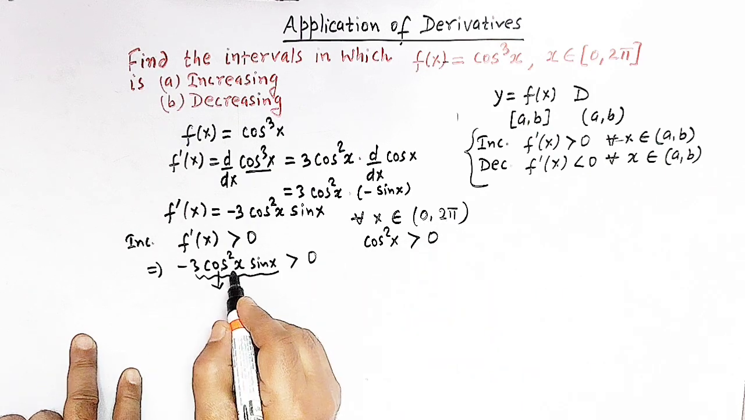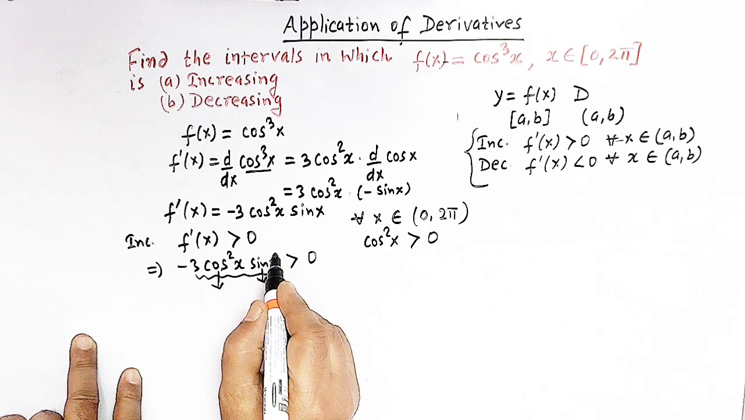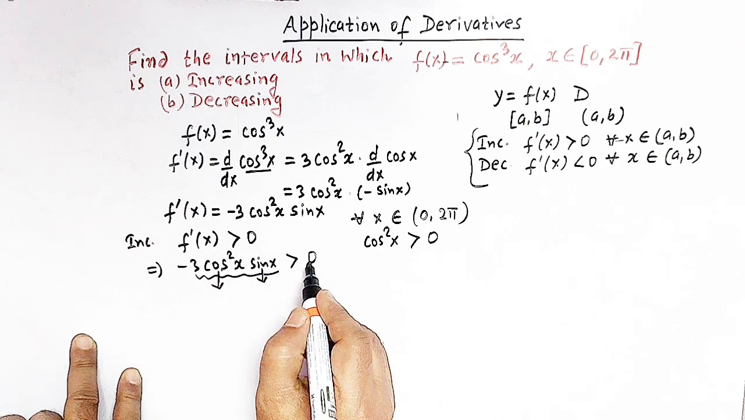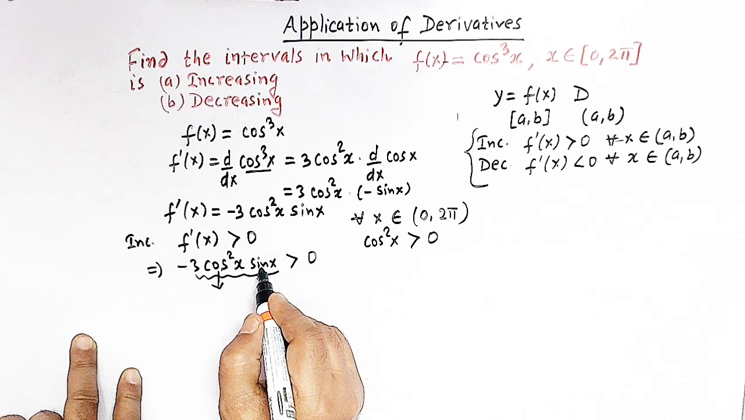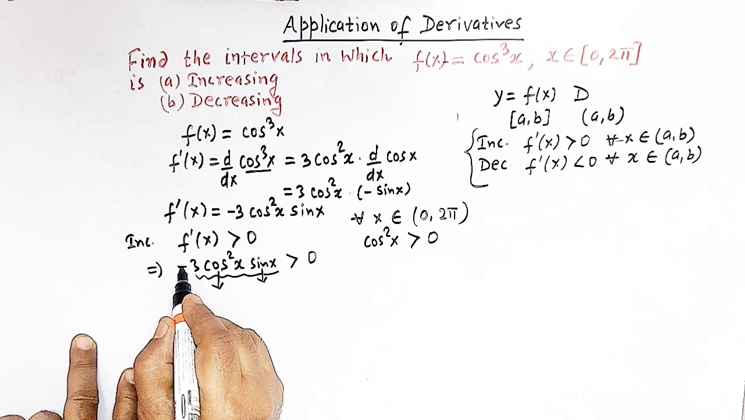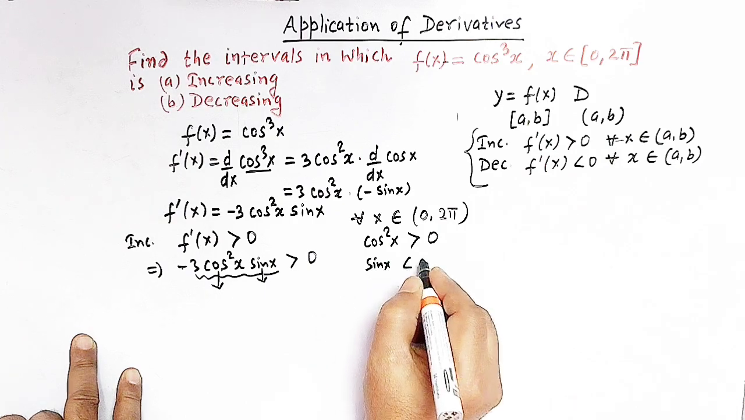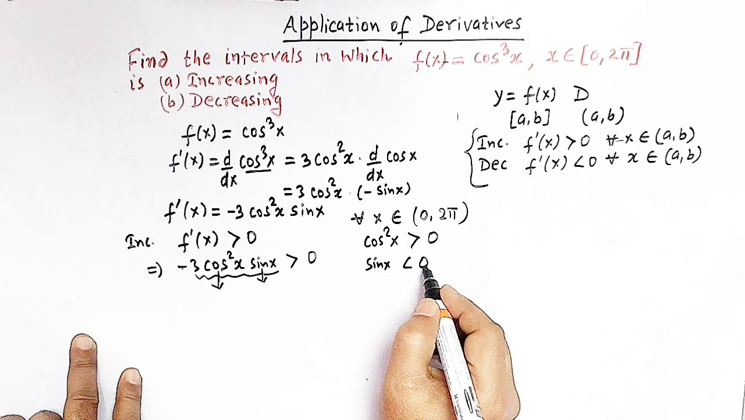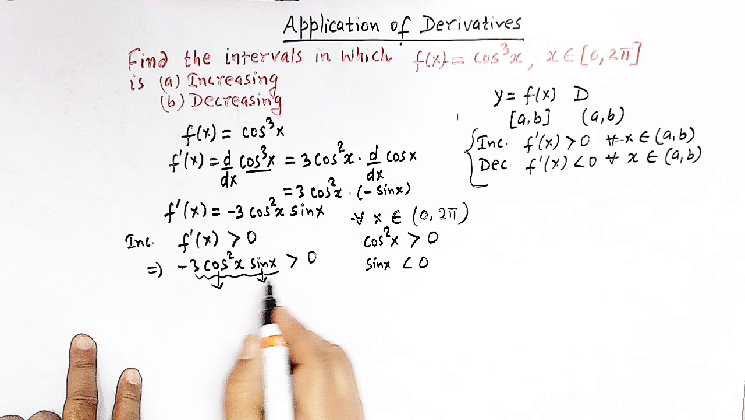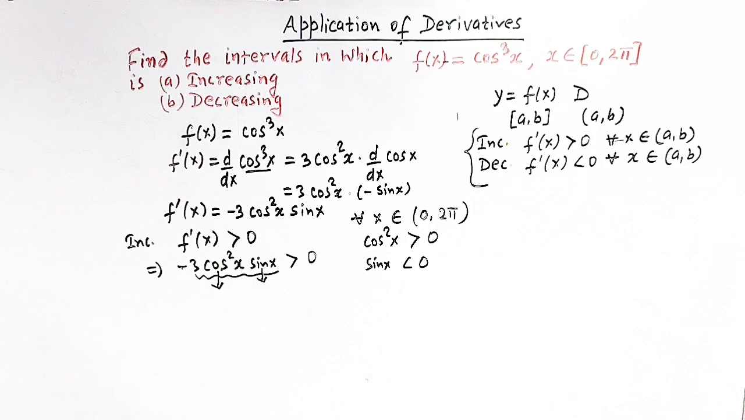So now we have to concentrate on this term only, because for this expression to be greater than 0, sin x should be negative. Because here we have already a negative sign, so sin x should be less than 0, or sin x should be a negative quantity for this term to be greater than 0.